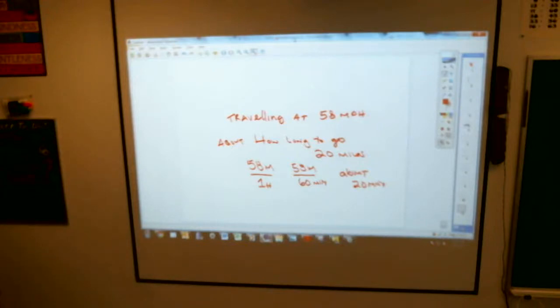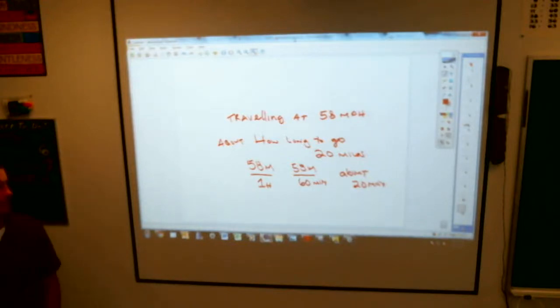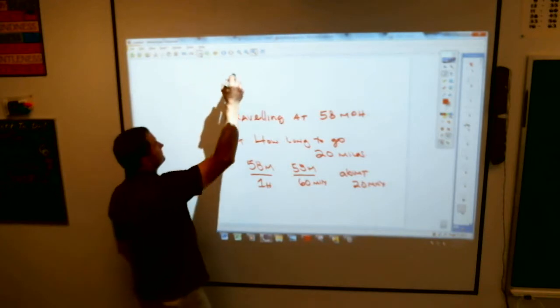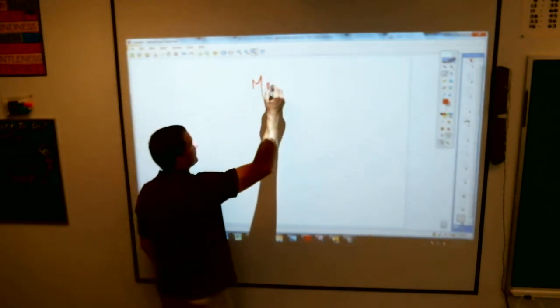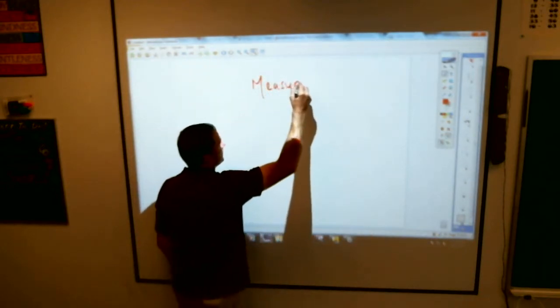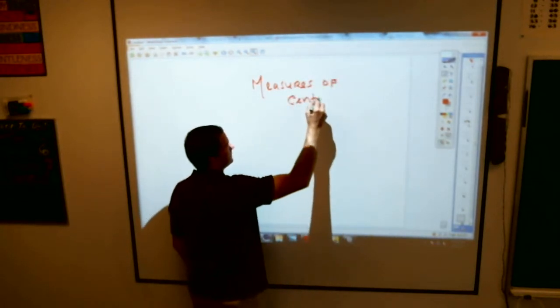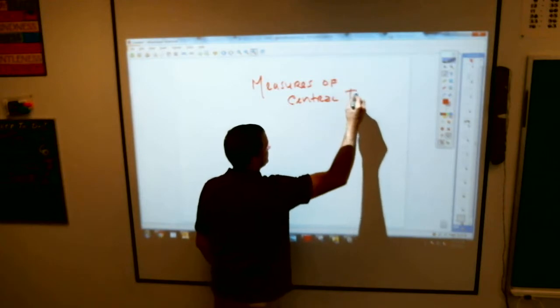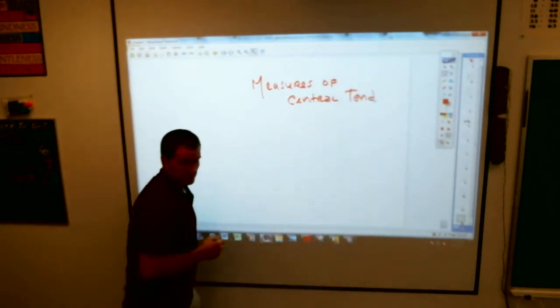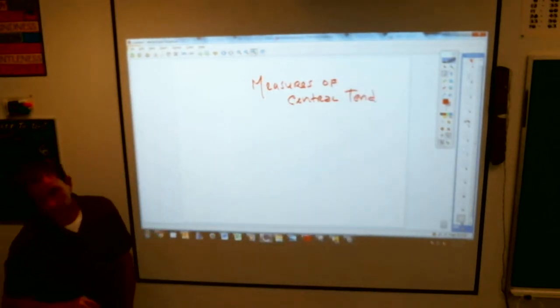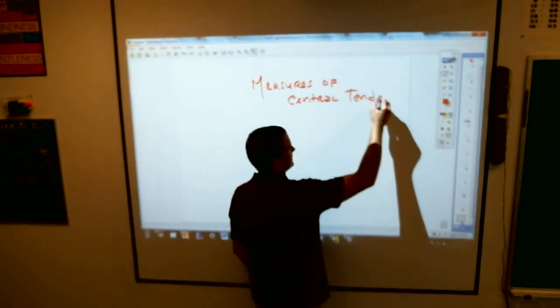Last year. The last one is what's called measures of central tendency. Remember that? Those are pretty good. Sometimes in math they throw them out there. Measures of central tendency.